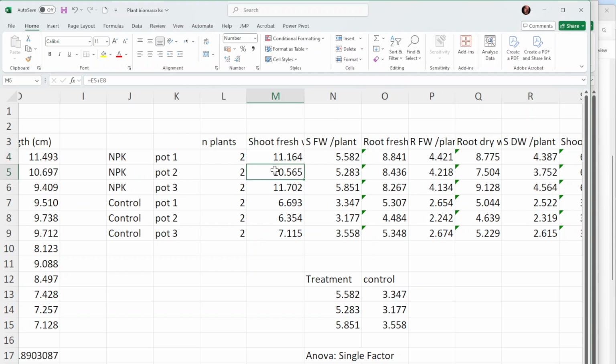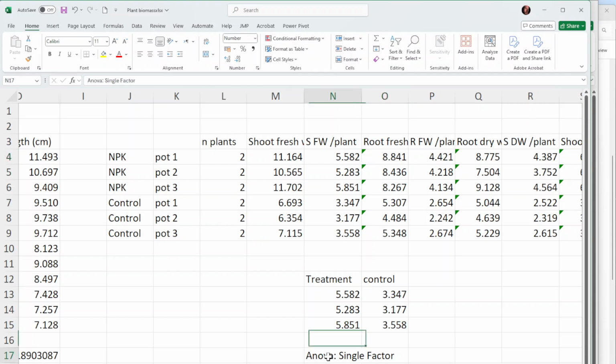So you have recorded how much was the fresh weight on that pot. If you divide this value by 2, it will give you how much was the weight per plant. In case I have a different amount of plants per pot, by calculating like this, I will have the fresh weight per plant. Okay, not per pot, but the fresh weight per plant. And you do the same thing for the root fresh weight, for the root dry weight, and for the shoot fresh weight. You can calculate the fresh weight and dry weight per plant.